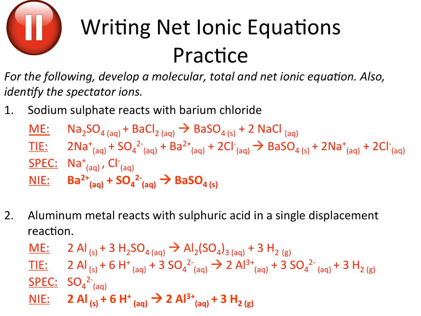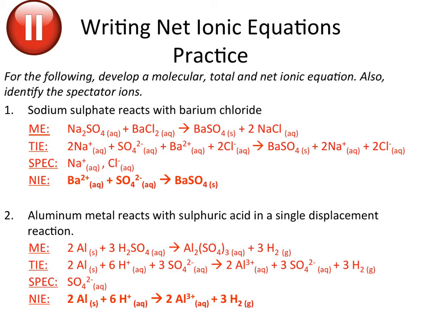The second one here was a little bit interesting, a single displacement reaction. So aluminum was a solid, and we also produced hydrogen gas. We did produce two compounds here as per a single displacement reaction. Because this is a solid, we just write it as is. Because this is a gas, we write it as is. And what we saw was that there was a breakdown.